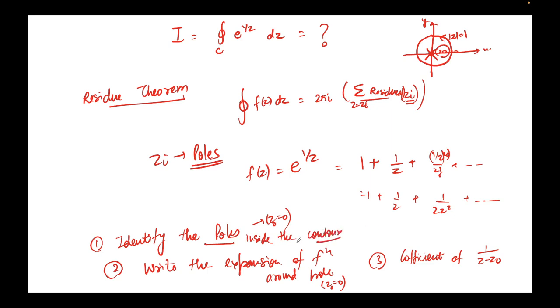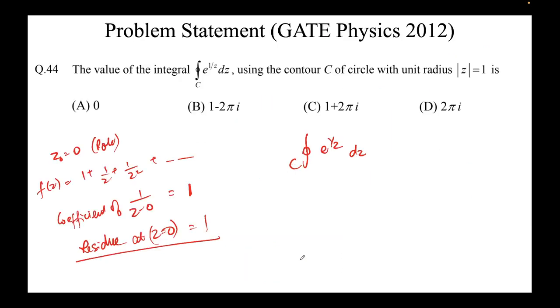Identify the poles inside the contour. The contour was mod z equal to 1, so z equal to 0 falls inside this contour. So z not equal to 0, that's the pole. We wrote the expansion, and if I find the coefficient of 1 over z minus z naught, which was 1, this is nothing but the residue. This is 1.